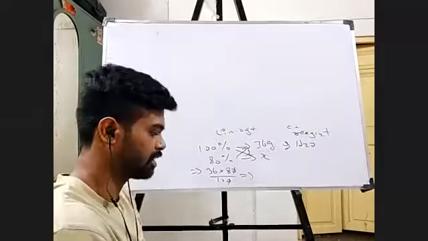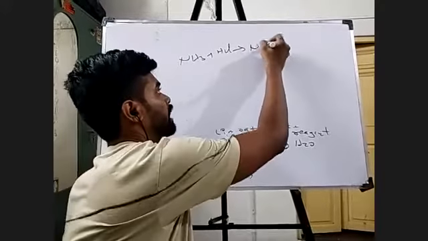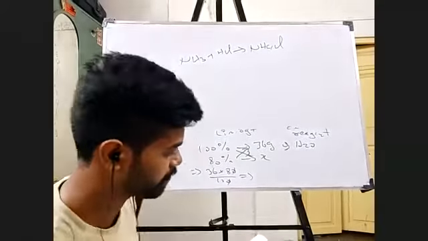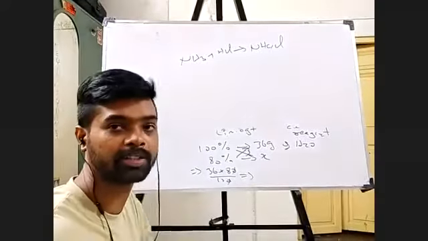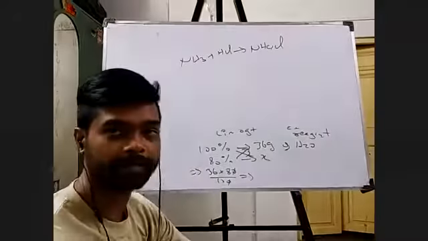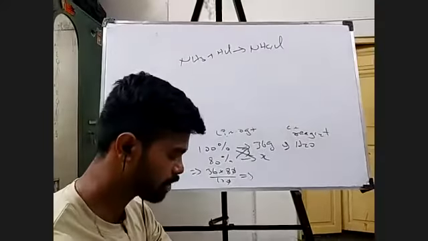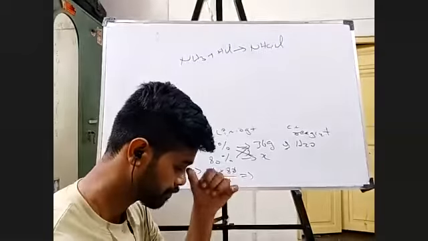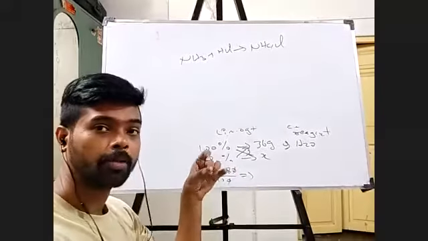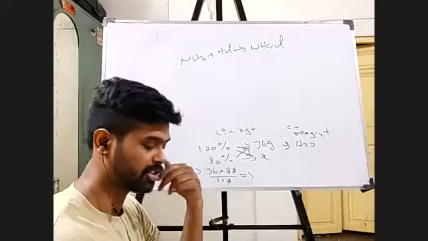So the reaction goes like this: NH3 plus HCl gives NH4Cl. That is the reaction. Quickly tell me the answer. They are given 17 grams of NH3 mixed with the same mass, 17 grams of HCl, and they want to know the mass of NH4Cl formed. Since both pieces of information are given, you have to find the limiting reagent and excess reagent. That's the only trick to the problem.